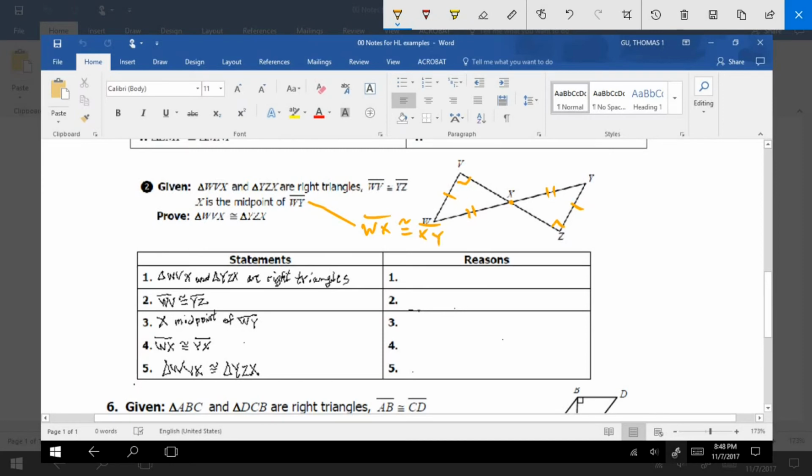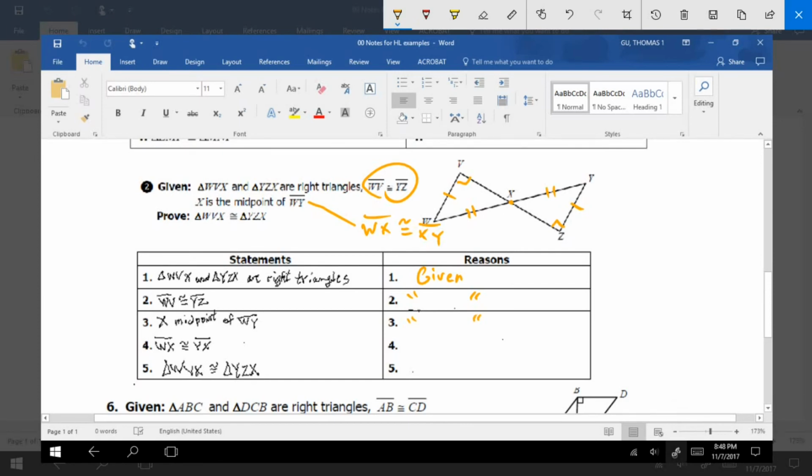Alright, now let's fill in the proof table. We already have the statements, we just need to write the reasons. So, triangle WVX and triangle YZX are right triangles. How do we know that? That's in the given. Next one, WV is congruent to YZ. That's also right here in the given. Number 3, X is the midpoint of WY. Where's that? That's also in the given.